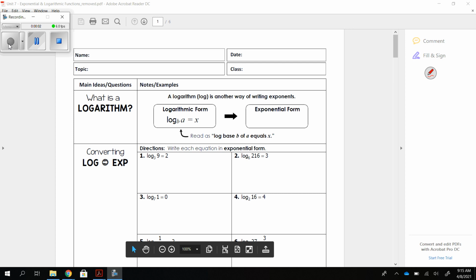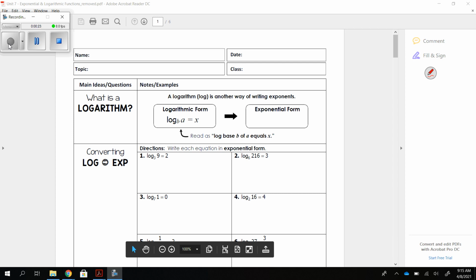Alright, today we are starting our last unit, the last thing we will learn before the end of the year. It is logs, okay? Logs look scary, but they're really not that bad. It says here we see main ideas questions. What is a logarithm? A log is another way of writing exponents. So exponents and logs go hand in hand.